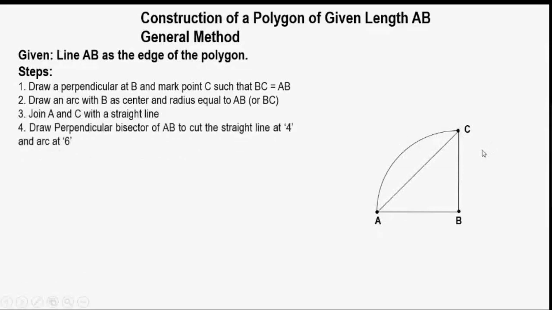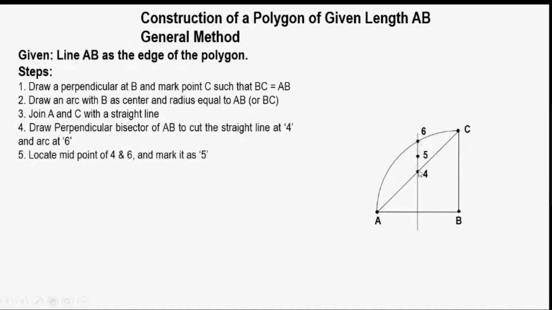Then draw a perpendicular bisector of AB. This perpendicular bisector of AB cuts the straight line at a point. We call this point point number 4. This perpendicular bisector cuts this arc at another point. We call this point point number 6. Then locate the midpoint of points 4 and 6. That will be point number 5.